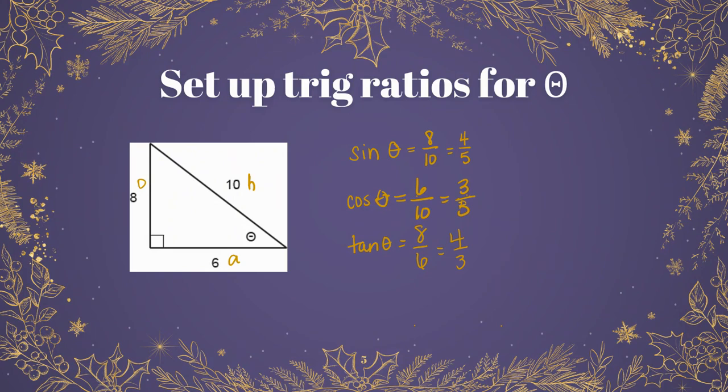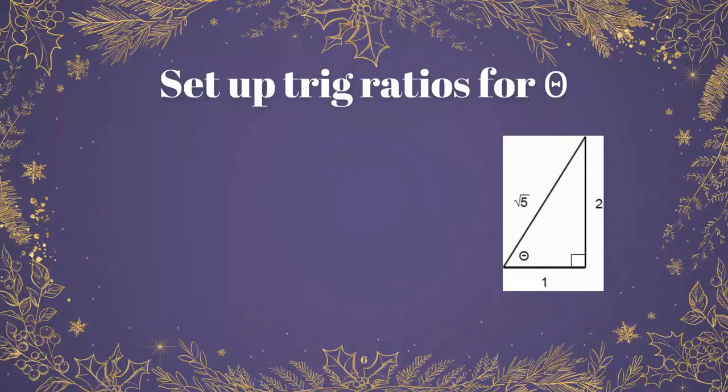So when it says set up the trig ratios, what it means is to set up all three of those, again, for the theta that you're given. Let's try another one. This time, notice we've got a radical here. That's okay. We are just going to set up our trig ratios, and they will have a radical in them.